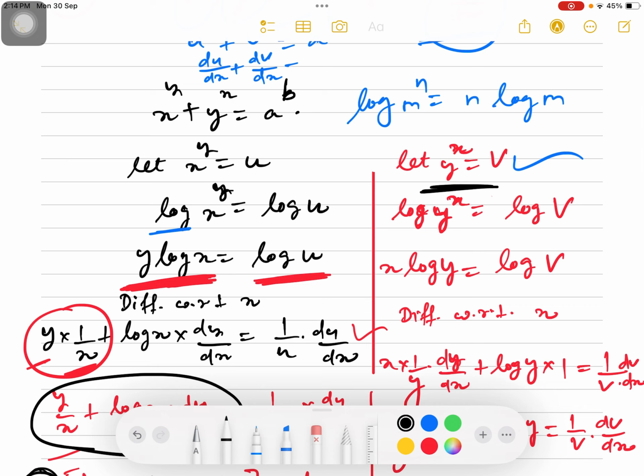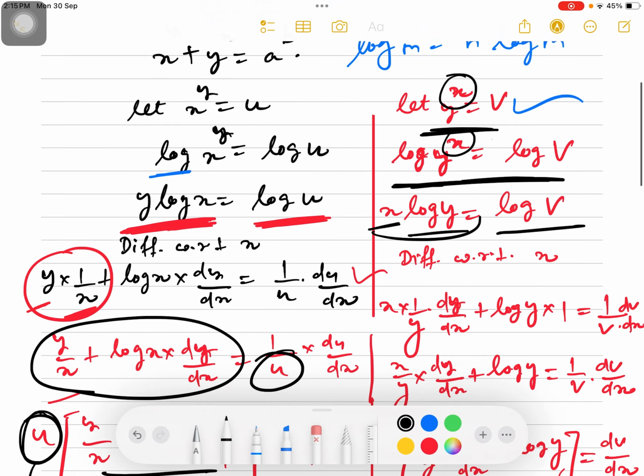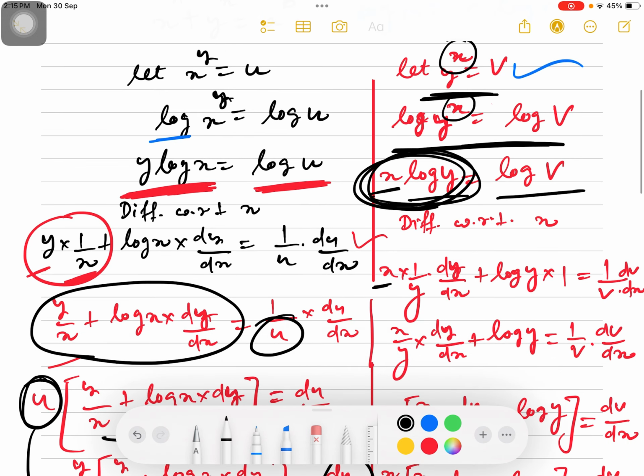Here we have supposed y^x equals v. See, x is in the exponential form, so we have to bring it down, then only we can differentiate it. So we have to take log on both sides. After taking log, this x has come down, so x log y equals log v. Now we can differentiate here, we have to use the product formula: first function as it is, and log y's differentiation will be 1/y.